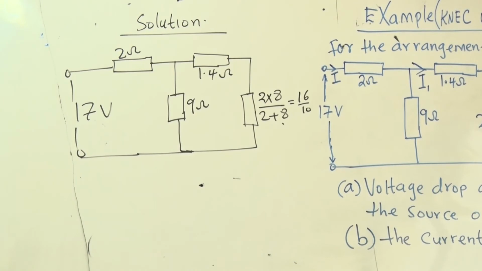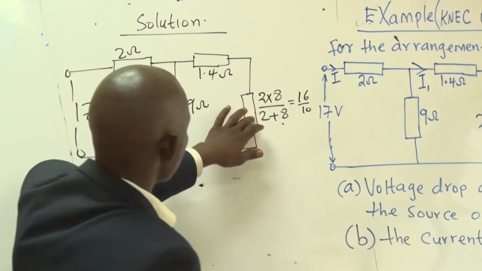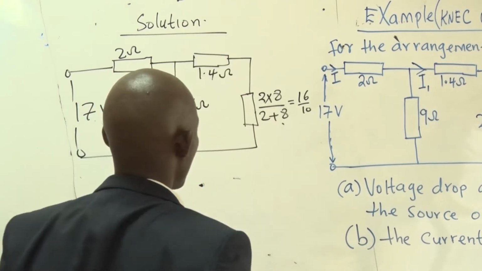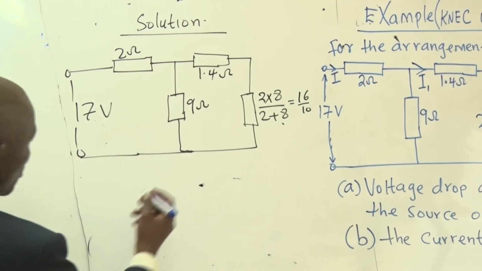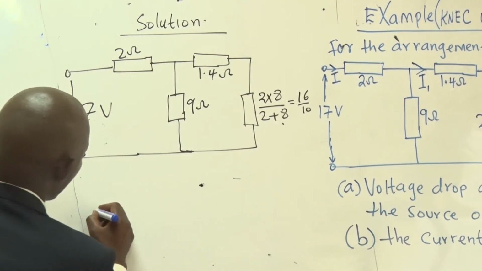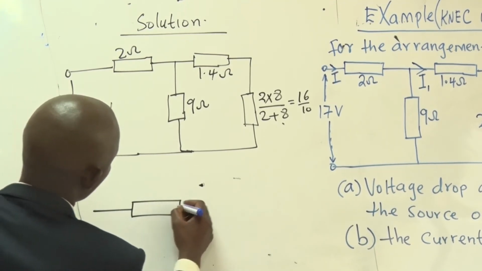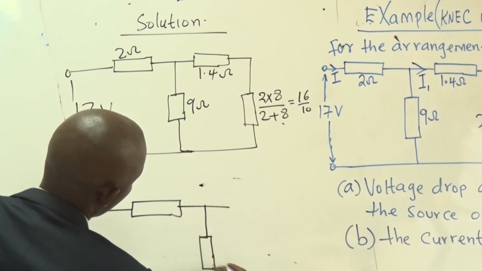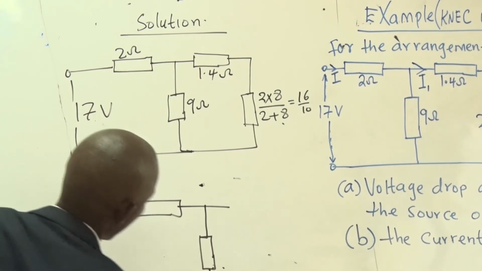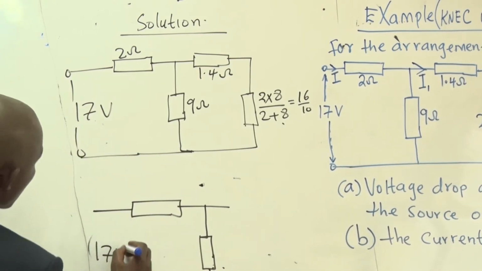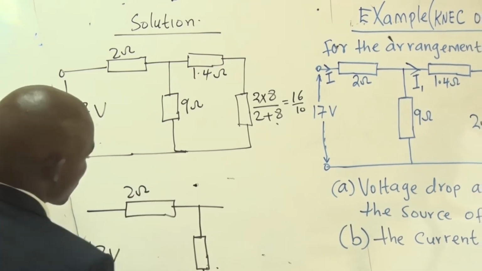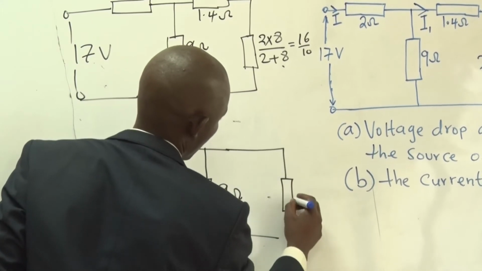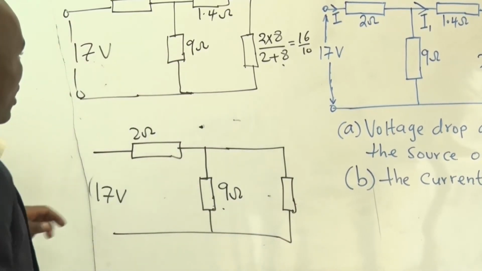That is the resistance. Number two, you can see this resistor and this resistor are in series. The two resistors in series, we're going to sum up the two. So we'll draw another circuit like this. Another circuit will be looking like that. This is still 17 volts. We have our 2 ohms. We have our 9 ohm there.